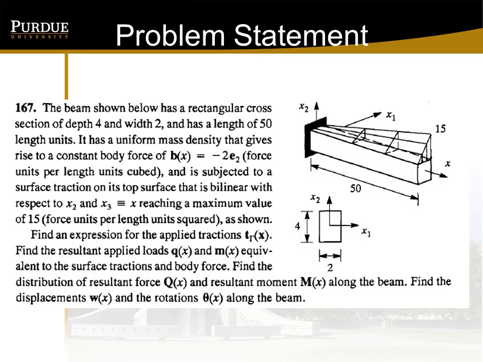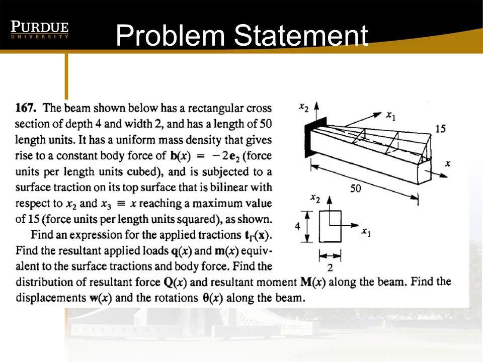The problem statement. The beam shown below has a rectangular cross-section of depth 4 and width 2, and has a length of 50 length units. It has a uniform mass density that gives rise to a constant body force of B of x equal to negative 2 E2, force units per length units cubed, and is subjected to a surface traction on its top surface that is bilinear with respect to x2 and x3, defined as x reaching a maximum value of 15, which is force units per length units squared, as shown.